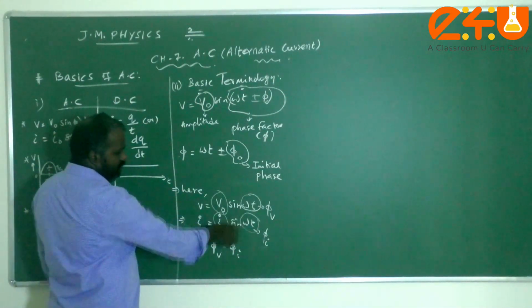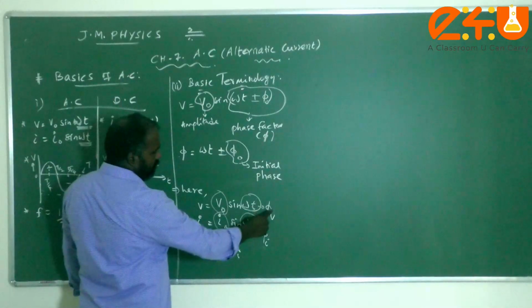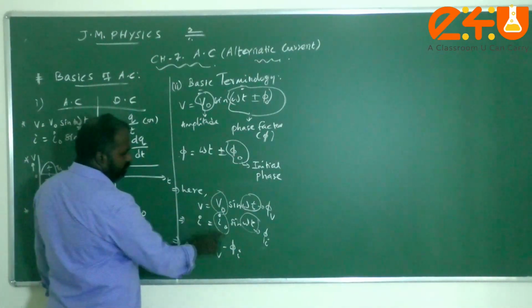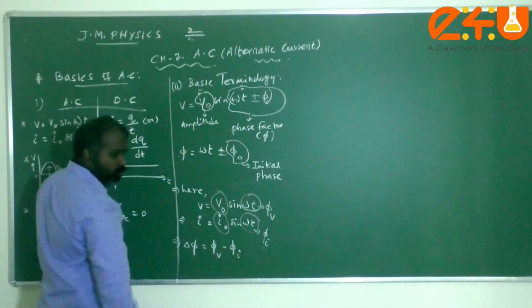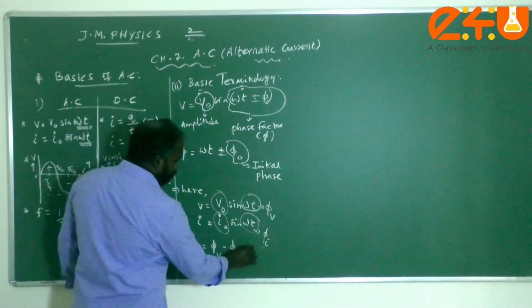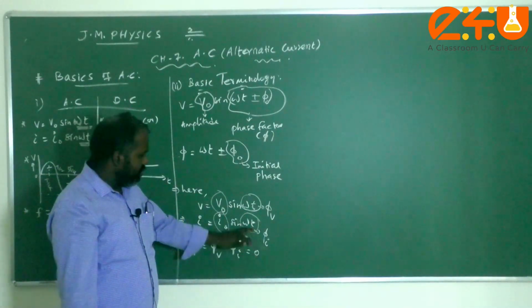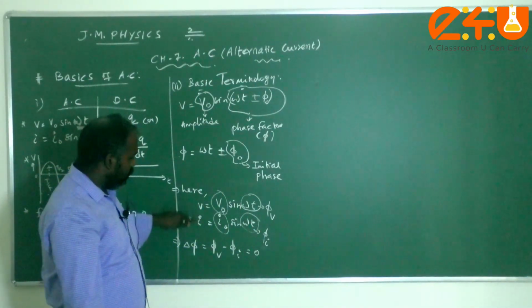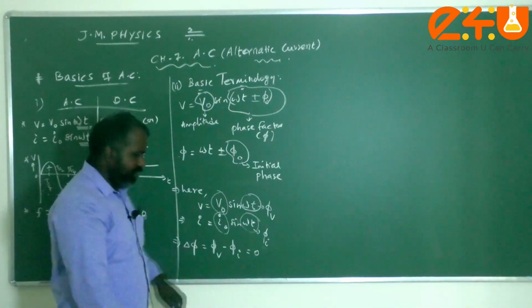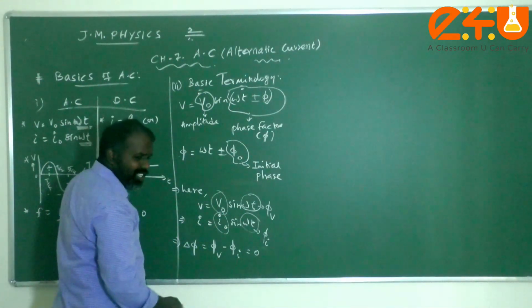If I just take this equation, the phase factor of the voltage equation is omega t and the phase factor of the current equation is also omega t. Therefore my answer will be what? Yes, 0. When delta phi is 0, that means these two quantities, voltage and current, are in phase. Delta phi equal to 0 means what, children? Voltage and current are in phase.